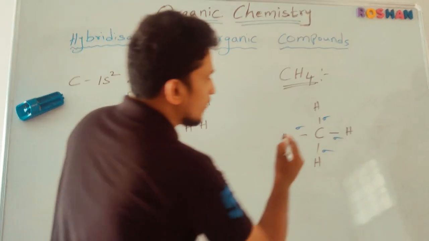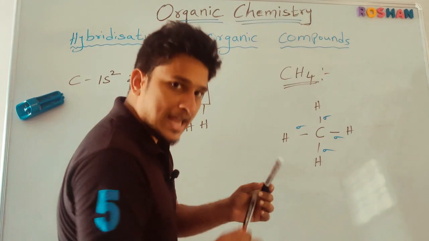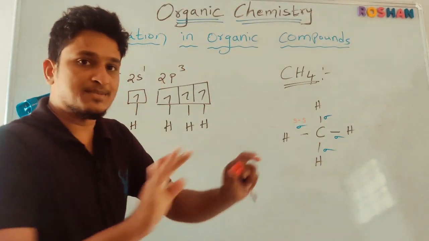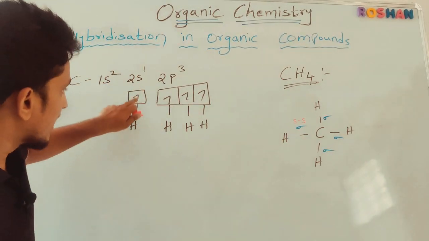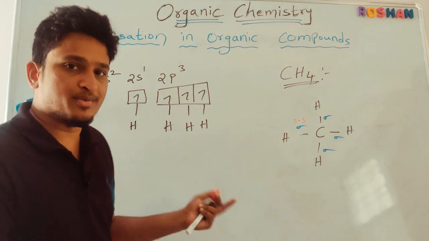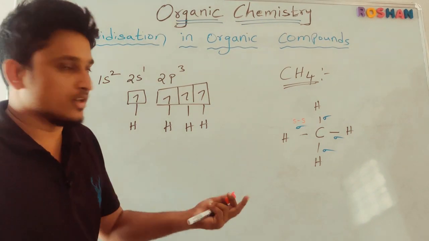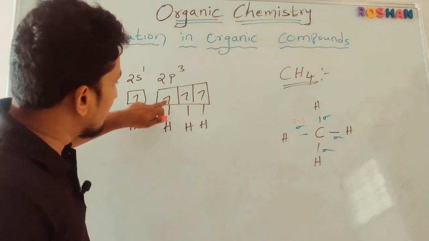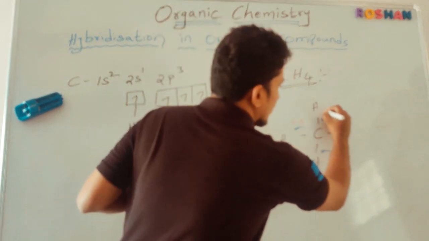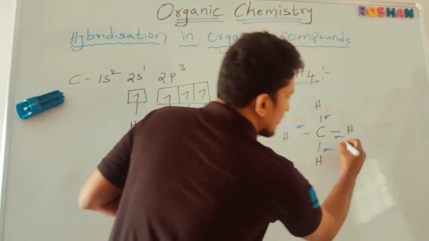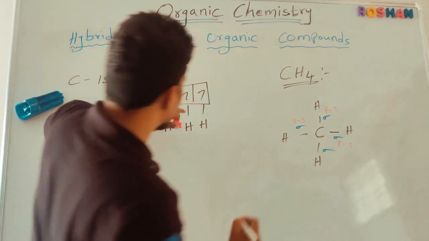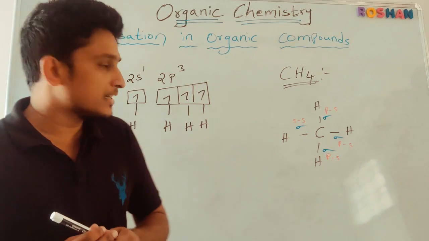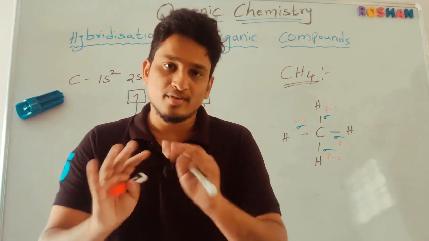So one of the sigma bonds is the overlap between the s orbital of carbon and the s orbital of hydrogen. Is this point clear? Hydrogen's configuration is 1s1 only, so its electron is present in the s orbital. Next, the second sigma bond is between a p orbital of carbon and the s orbital of hydrogen. And the next bond, p orbital of carbon, s orbital of hydrogen. Fourth bond, p orbital of carbon, s orbital of hydrogen. Is the point clear? Carbon forms 4 sigma bonds, 4 single bonds, in methane.